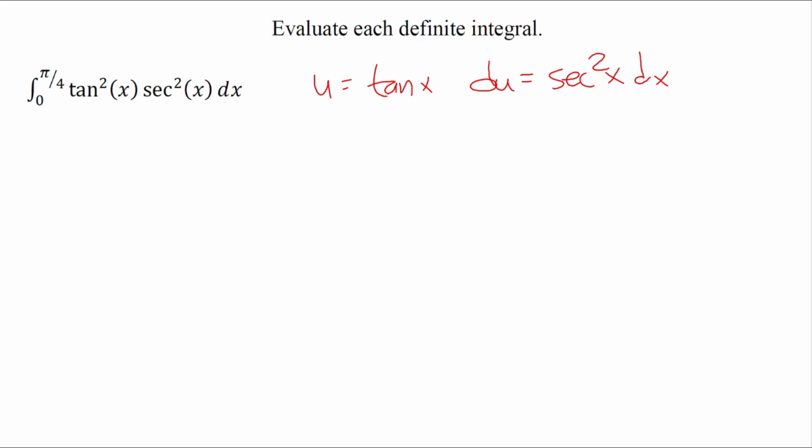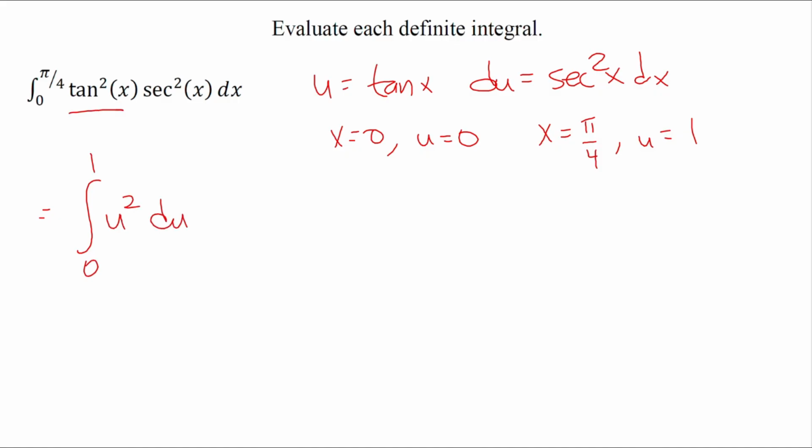So that'll let us replace the secant squared x dx with du. And of course, we need to convert our limits of integration. If x is equal to 0, then u is also equal to 0 because the tangent of 0 is 0. And if x is equal to pi over 4, then u should be equal to 1 because the tangent of pi over 4 is 1. So this integral should become the integral from 0 to 1 of u squared du, right? The tangent was u, so it's u squared, and then the secant squared x dx becomes du.